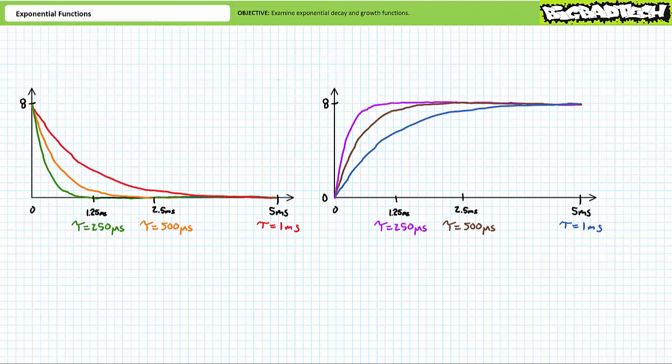0 and constant a, in this example 8, still define the upper and lower boundaries of all functions. However, the time constant tau either compresses or expands these functions on the horizontal axis as a function of time. In summary, smaller time constant, more rapid; larger time constant, less rapid. Regardless of the time constant, a function makes a full transition in 5 time constants.